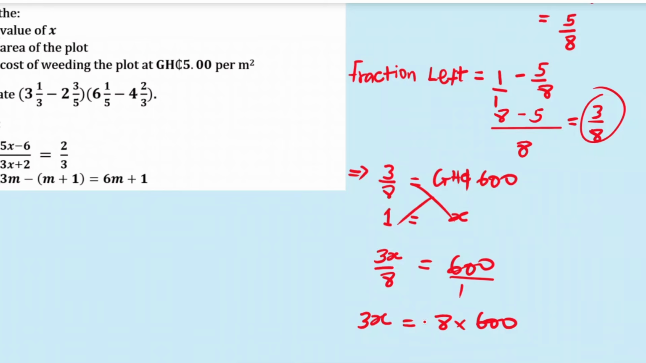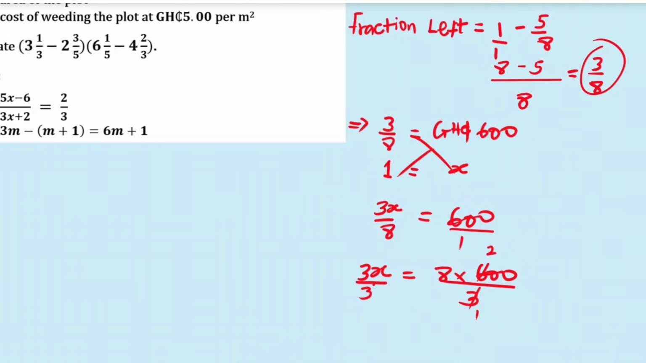So what do we do to find x? We just have to divide the whole of here by 3. So as you can see, 3 can go into 6. So 3 goes into 6 2 times. Don't forget that this 3 also cancels this 3. So we have x left here equal to 8 times 200.